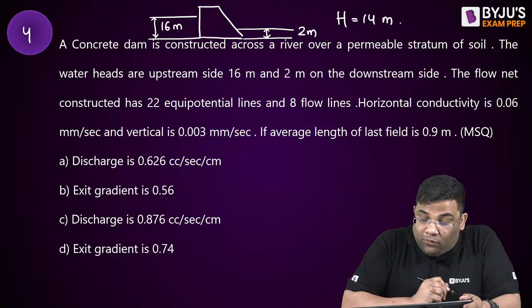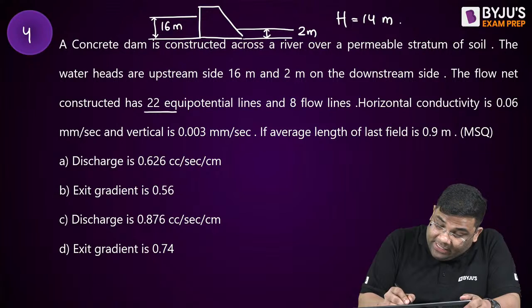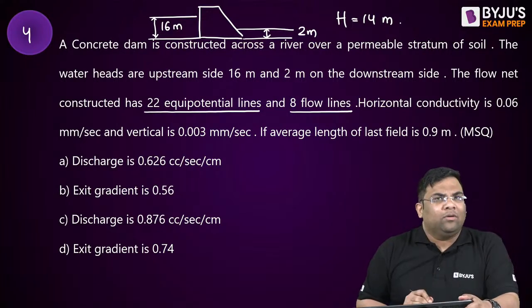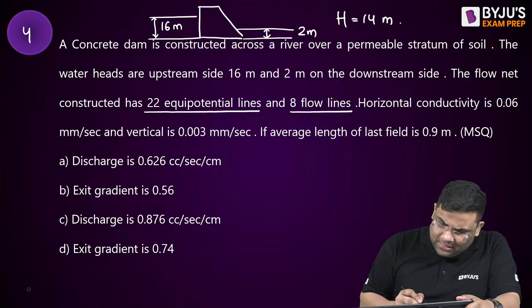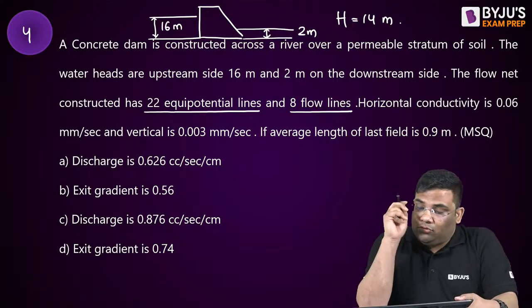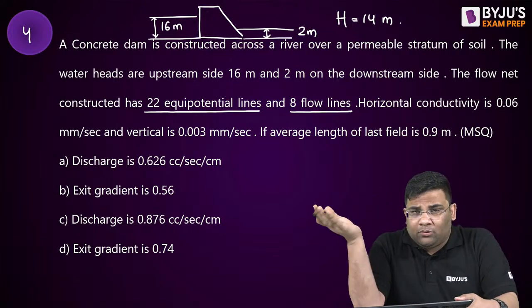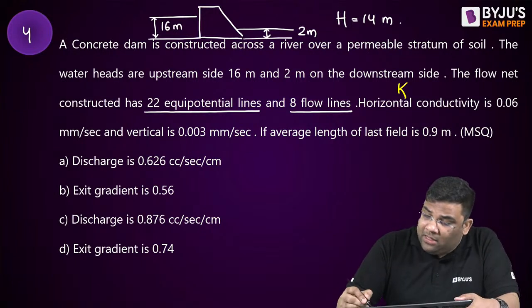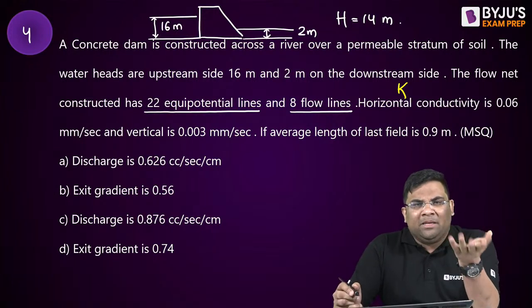Very good. The flow net constructed has 22 equipotential lines and 8 flow lines. What will this give me? Tell me, from this, what can we find out? Okay, let us read the other part of the question also. Horizontal conductivity, this is what? Horizontal conductivity means permeability.